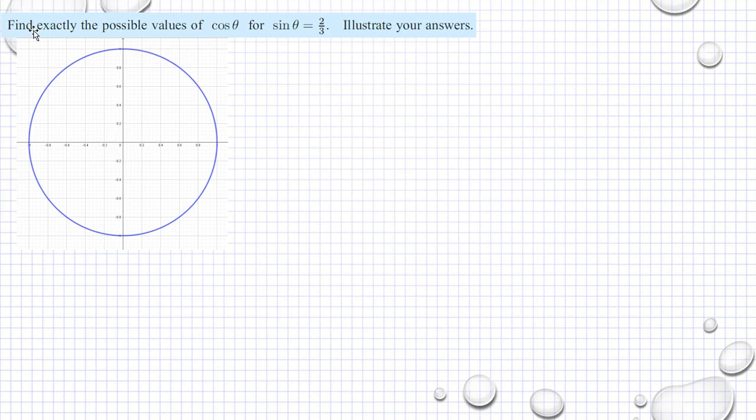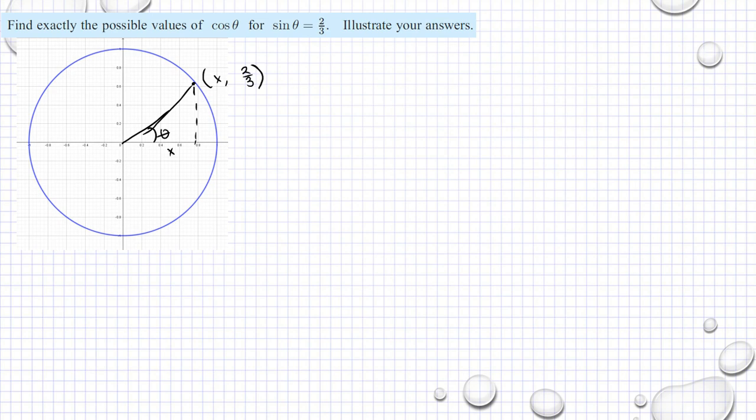Okay, we're going to continue. Find exactly the possible values of cosine theta for sine theta is 2/3. So we have our y value is 2/3. If we can put the point there, that is our theta. And here our x value we don't know yet. We call it x. And our y value is 2/3.